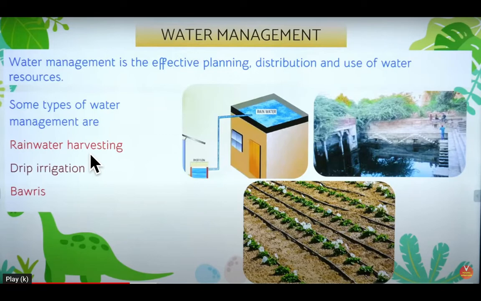Rainwater harvesting can be done in two ways: rainwater can be collected on the roof or on the surface. Basically, we should collect the rainwater and not waste it. The next is drip irrigation. Drip irrigation is the method of irrigation in which water is given only to the roots of the plants. This is expensive, but it uses less water, so we can use it to save water. And Bawris are small places like gaddas, where the rainwater can be collected and used later on.